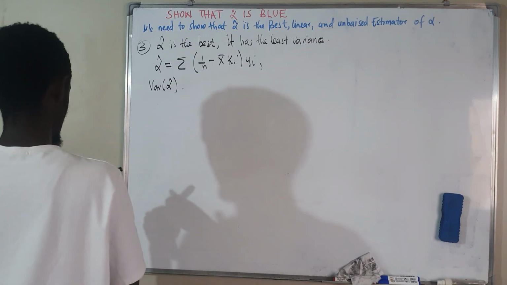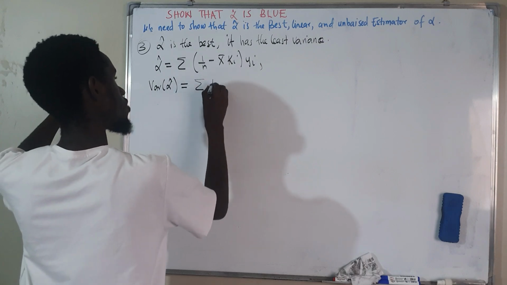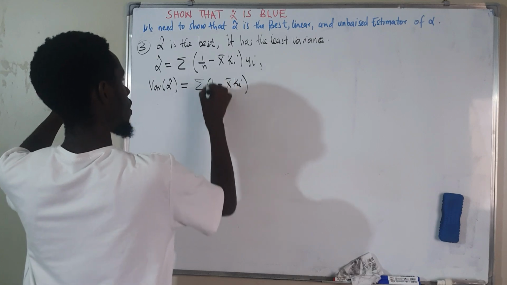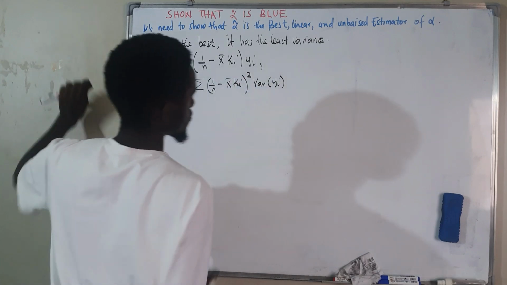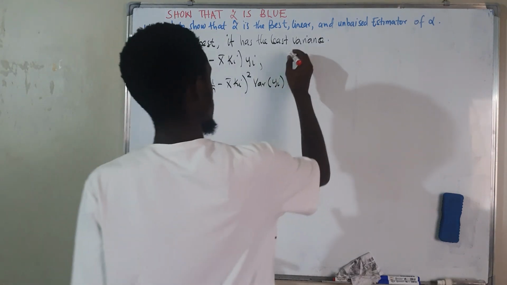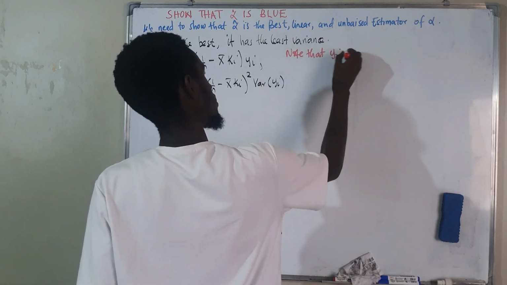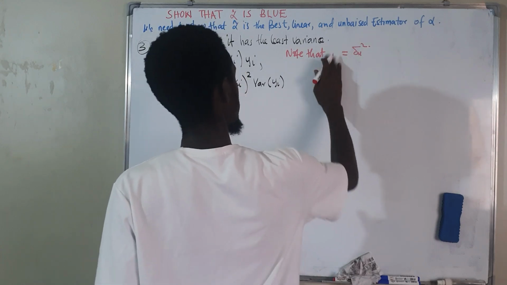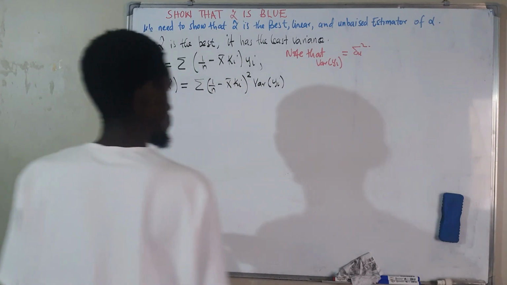This is the same as the summation of (1 over n minus x bar ki), which is a constant, so I have to square it, times the variance of yi. But remember, we shall note that the variance of yi is sigma u squared. We just call it sigma u squared.